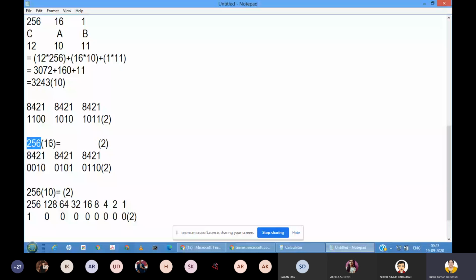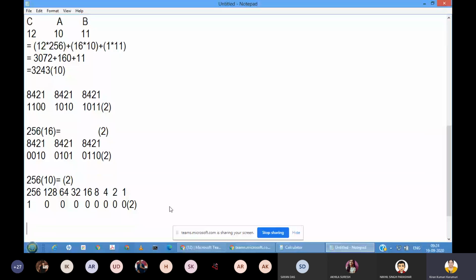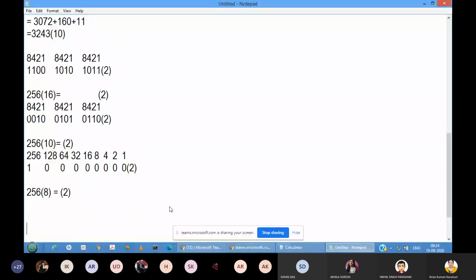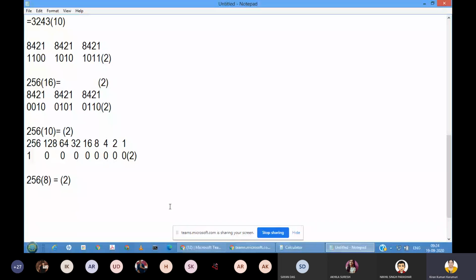Now one more question. Convert 256 base 8 to binary. When it is base 8, what do we do with each digit? We convert it in 4 2 1 code, meaning we replace each digit with 3 digits. So how will we get 2? 010. How will we get 5? 101. How will we get 6? 110. Done? Did you understand?